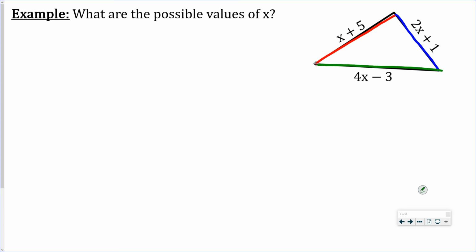Using the triangle inequality theorem, who can set up one inequality for me? Tyson? x plus 5 plus 4x minus 3 is greater than 2x plus 5. Perfect. He said x plus 5 plus 4x minus 3 has to be greater than that third side of 2x plus 1. Thank you, Tyson. Okay, somebody give me another one. We'll solve that in a minute. Let's set them all up first.